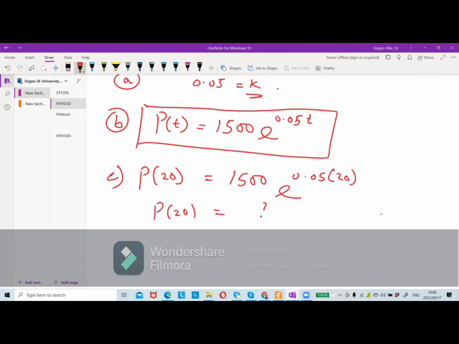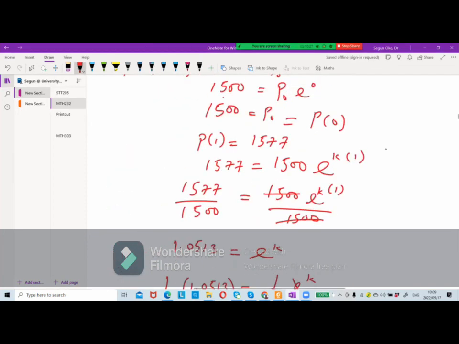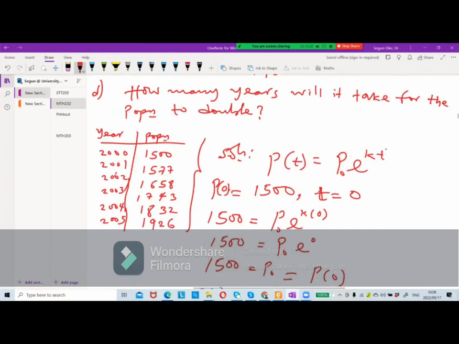So the last one says D. He said, how many years will it take the population to be double? How many years? How do we estimate that? How many years will it take the population to be double? Anybody?